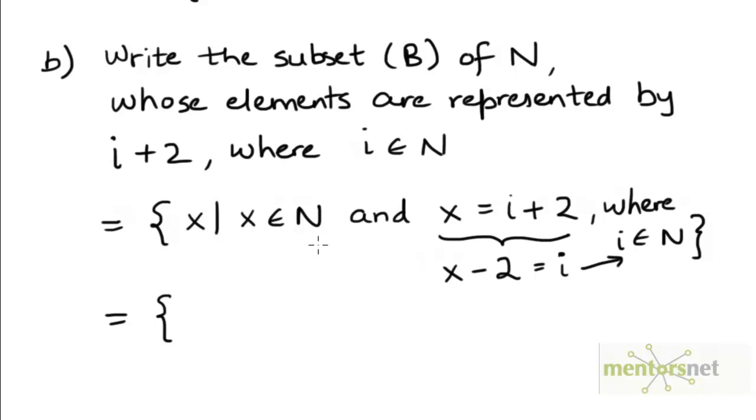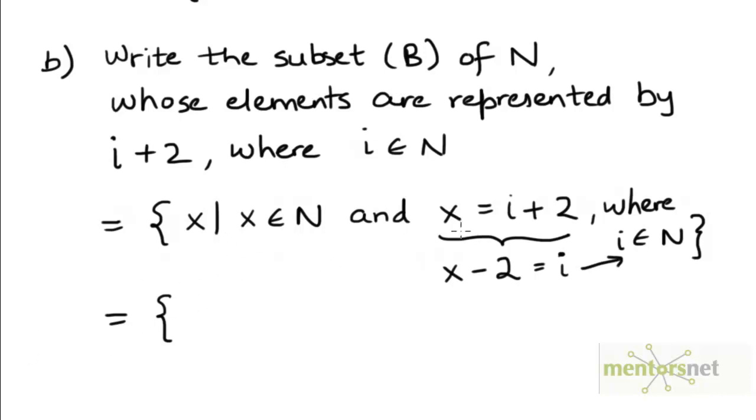So the first element of n is 1. If we subtract 2 from 1, we'll get minus 1. Minus 1 does not belong to n. So 1 does not belong to B, because 1 does not satisfy this condition. 1 cannot be written as i + 2, where i belongs to n, because i in this case would be minus 1, and minus 1 does not belong to n. Does 2 belong to B? Well, can 2 be written as i + 2, where i belongs to n? No, because i in that case would be 0, and 0 does not belong to n. So 2 does not belong to B for that reason.